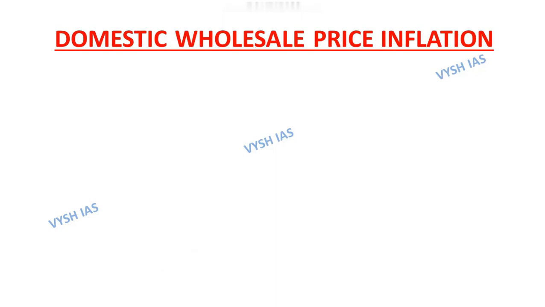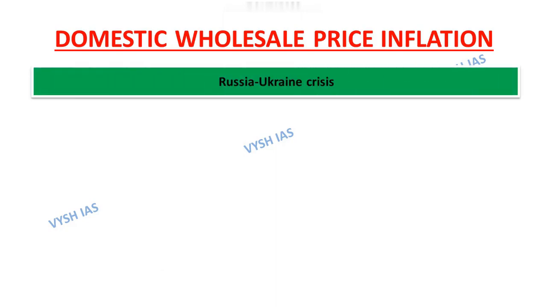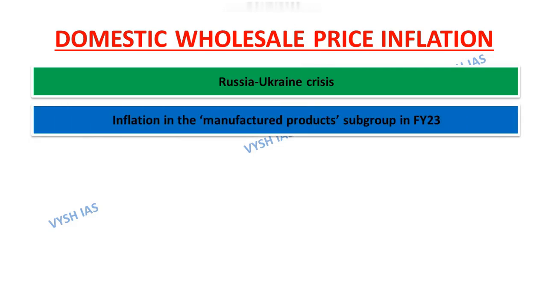Now, move on to the next topic, that is domestic wholesale price inflation. The Russia-Ukraine crisis has led to an increase in prices of petroleum products, basic metals, chemicals and chemical products, and edible oils with maximum exposure to international pricing, which led to rising domestic WPI inflation. Inflation in the manufactured product subgroup in financial year 23 saw a considerable decline compared to the previous year due to rationalization of duties on critical inputs and moderation in global commodity prices.